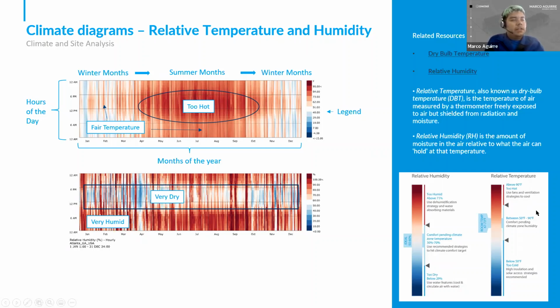And then for the temperature help diagram, where it's too hot, taking advantage of things like fans, ventilation, natural ventilation. Where it's too cold, taking advantage of higher insulation, solar access, so the natural solar heating through the sun, and so on.